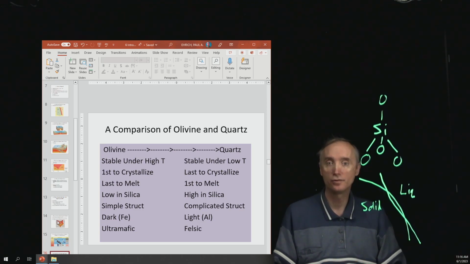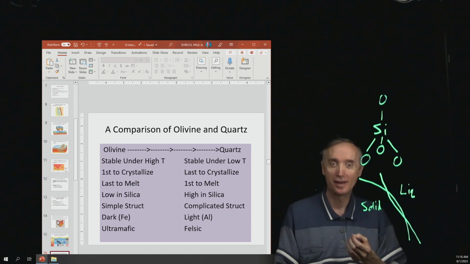Olivine is going to be the first mineral to crystallize. Quartz is going to be the last one. But if you flip it around and you start to heat it up, olivine would be the last mineral to melt, whereas quartz would be the very first mineral to melt. Quartz has a large amount of silica in it. And then olivine has the least amount of silica.